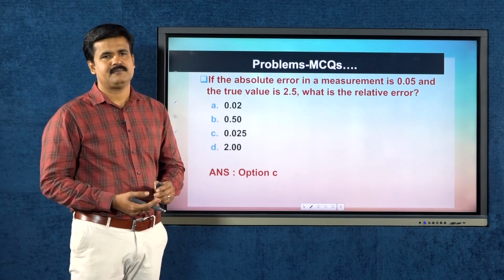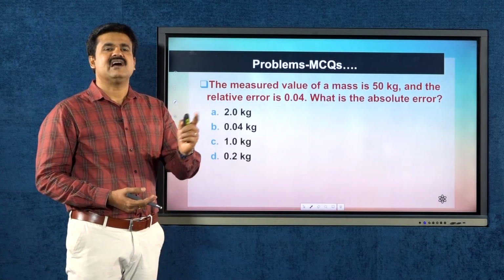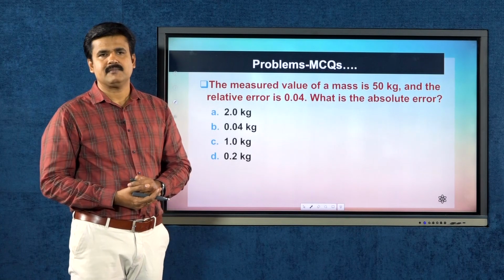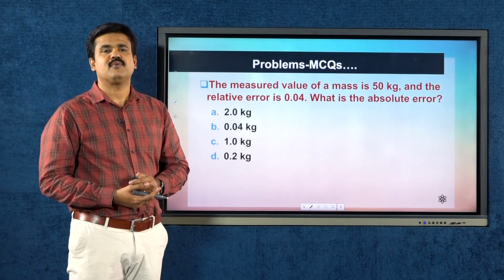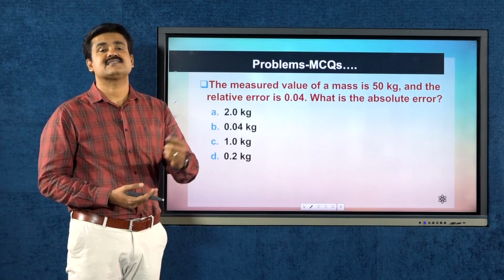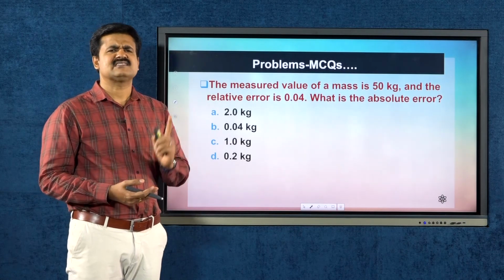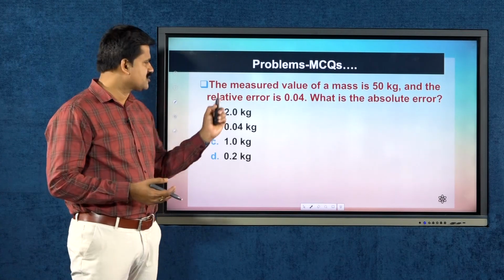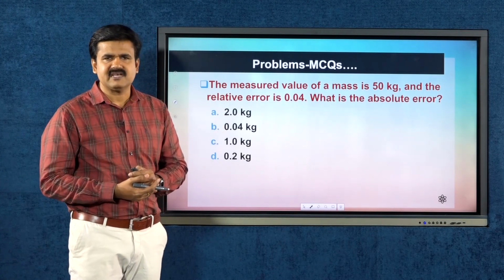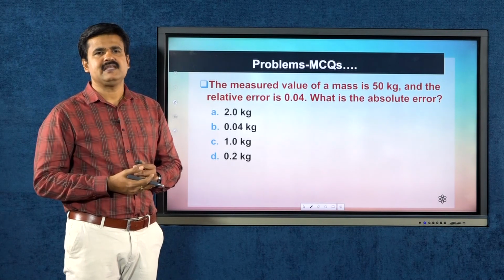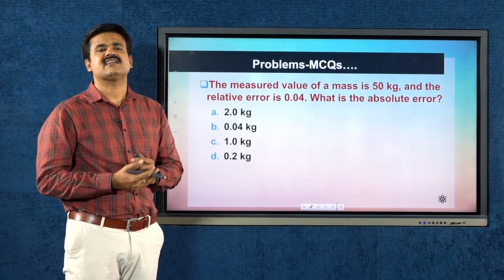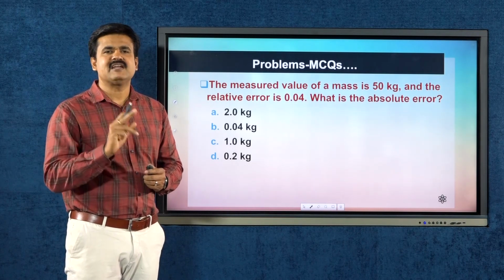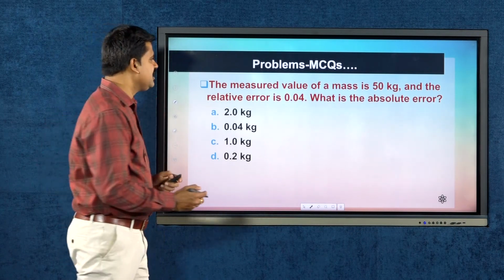Now, the last problem. The measured value of a mass is 50 kilogram and the relative error is 0.04. What is the absolute error? By using the same expression you can find out this value. The options are also given here. The true value is 50 and relative error is 0.04. So, absolute error divided by 50 equal to relative error.